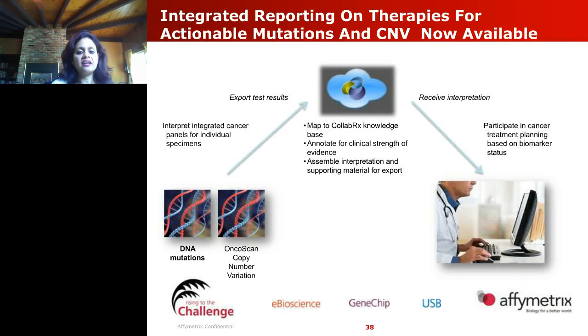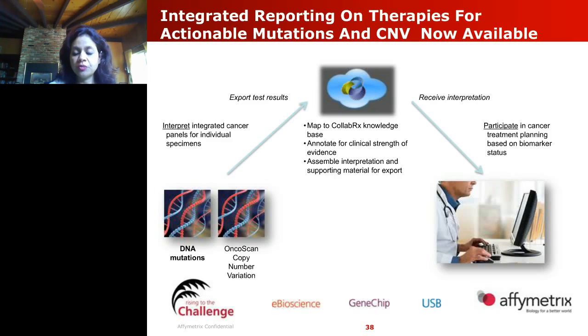And so we get asked this question a lot, that oncologists are very busy people. So how are we going to enable them to get, and they are not interested in getting copy number calls and mutations. So how can we give them a report which actually tells them what therapy options are available to them?